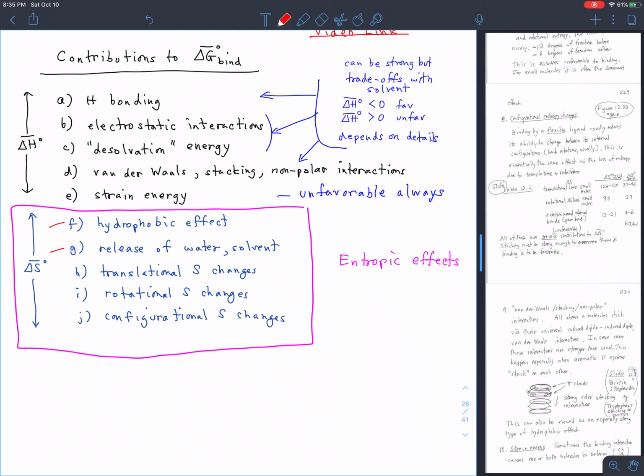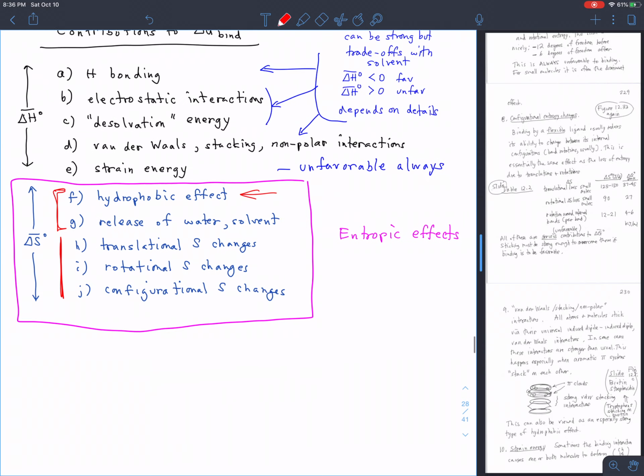There's the fact that when you bring two biomolecules together, oftentimes there's bound water coating both of those surfaces. You've got to release that water. That's favorable. That causes bound molecules to become released. Translational changes, that's often unfavorable, at least as far as the molecules themselves are concerned rather than the water. Rotational changes, and then configurational changes within the molecules themselves. Most of these last 3 especially are pretty straightforward, but these first 2 are a little less so, especially the hydrophobic effect. So let's talk about them.